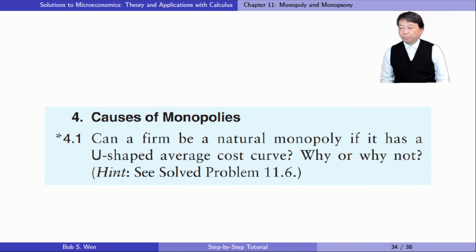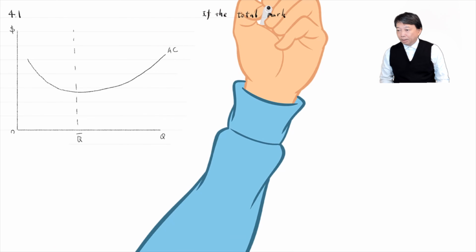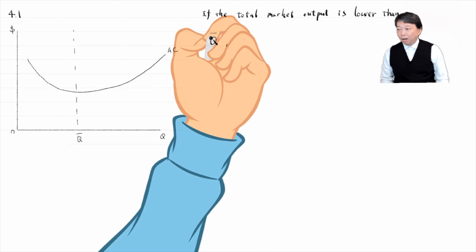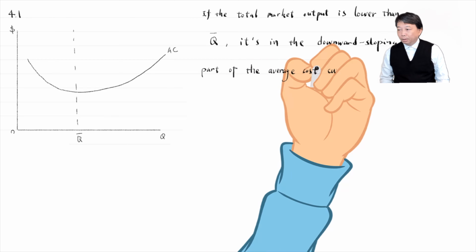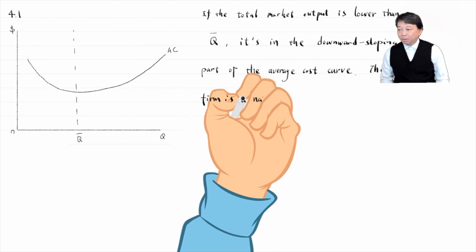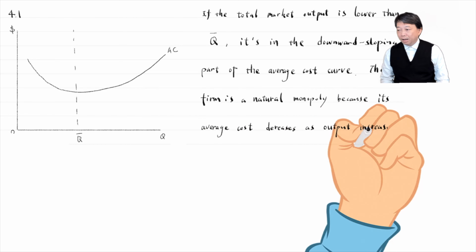Let's jump to 11.4, the causes of monopolies. Here is exercise 4.1. Can a firm be a natural monopoly if it has a U-shaped average cost curve? Why or why not? The firm can be a natural monopoly. As the graph shows, if the total market output is lower than the Q bar, it is in the downward sloping part of the average cost curve. The firm is a natural monopoly because its average cost decreases as output increases for the entire market output.